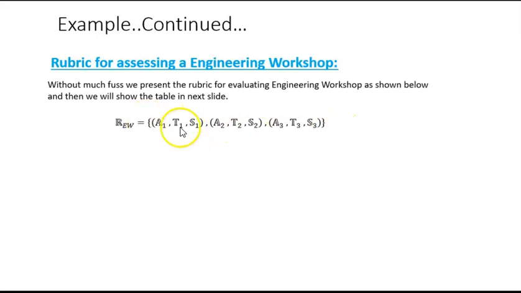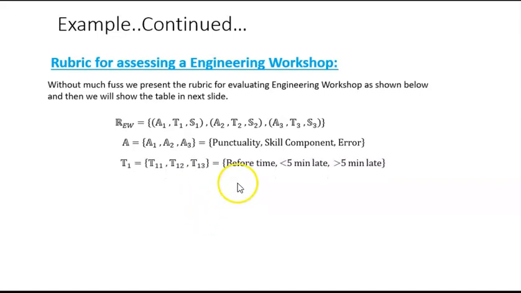I kept 3 because in Sanskrit there is ekavachanam, dvivachanam, bahuvachanam. Singular, dual and plural. So for engineering workshop we consider these. And the attributes, let us say we consider, are punctuality, skill component, and error. How punctual he is, how much is his skill, what is his error percentage. Punctuality, I chose 3 again. Before time, less than 5 minutes late, greater than 5 minutes.